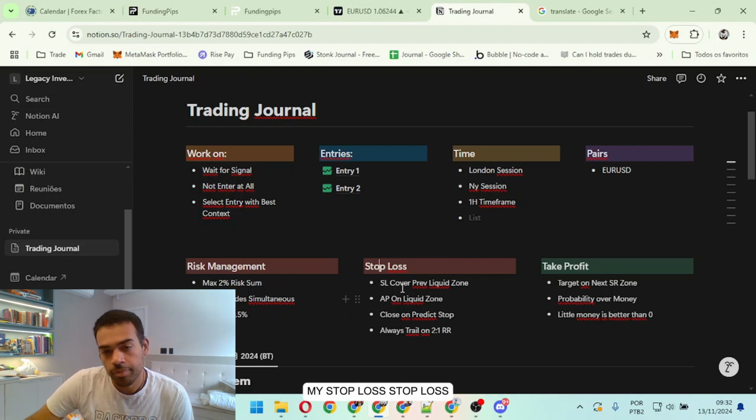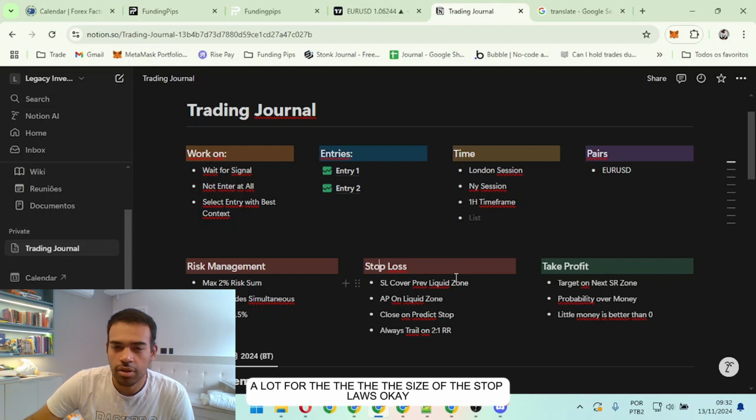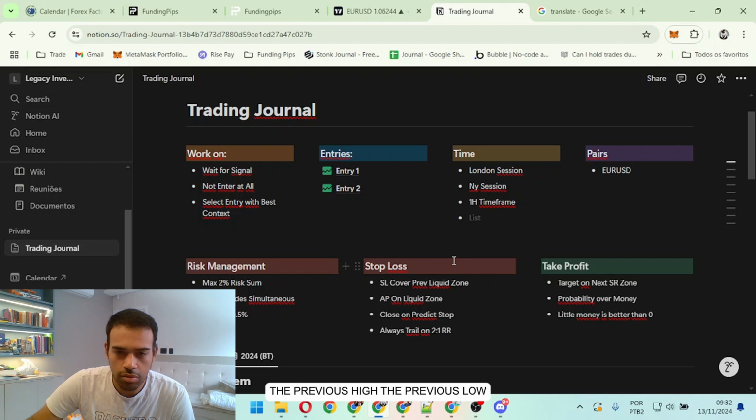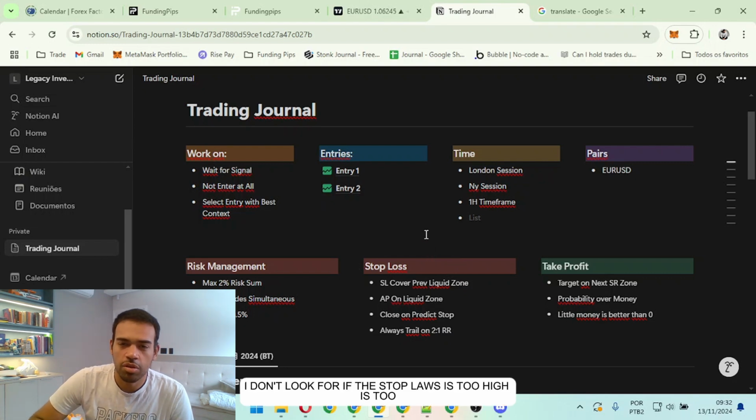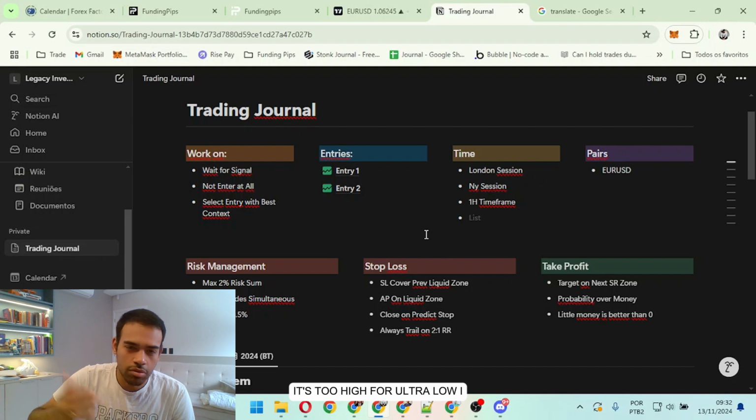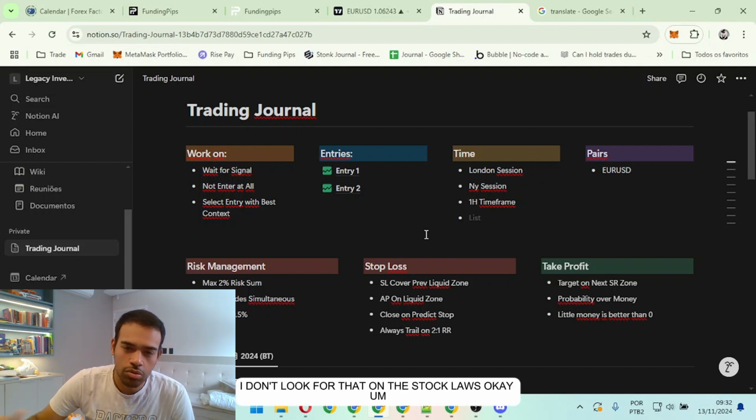Okay, my stop loss, I don't look for a tight stop loss. I don't look a lot at the size of the stop loss. I just put my stop loss in the previous liquidity zone, the previous high, the previous low. I don't look at whether the stop loss is too high or too low. I don't look for that on the stop loss. Okay.